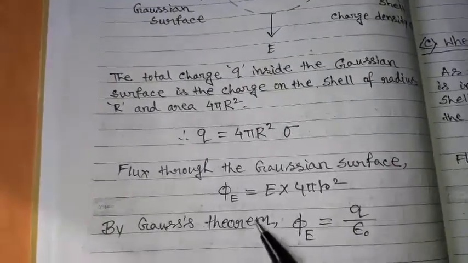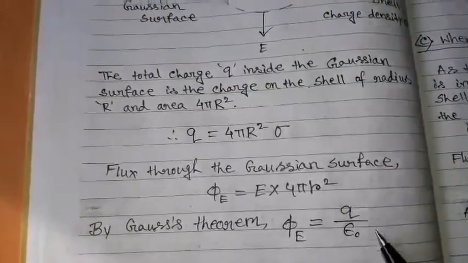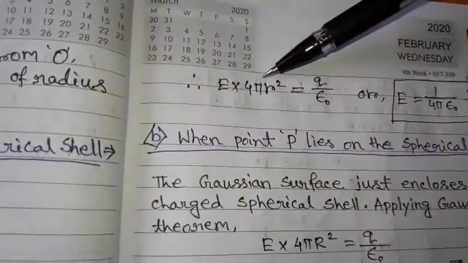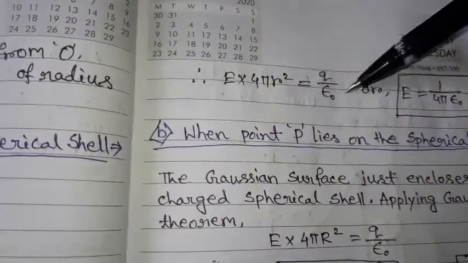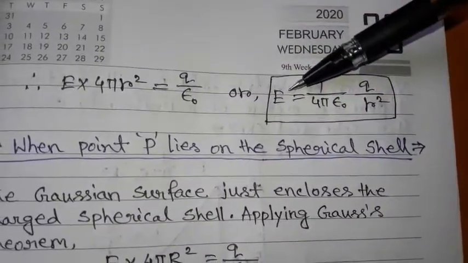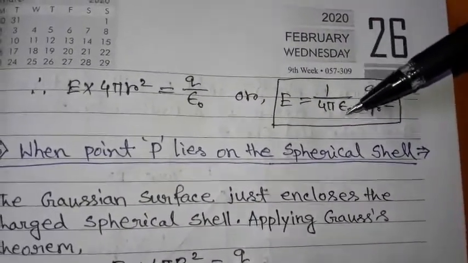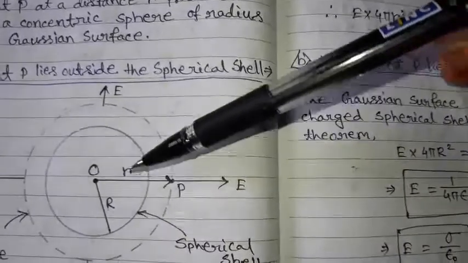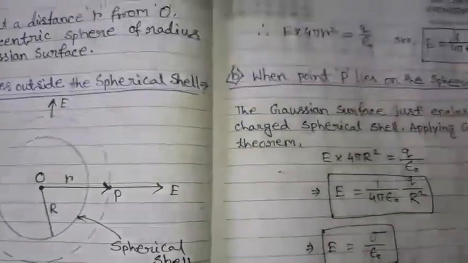By Gauss's theorem, phi equal to Q by epsilon naught. So E into 4 pi small r square equal to Q by epsilon naught. By the mathematical calculation, we see electric field E equal to 1 by 4 pi epsilon 0 Q by small r square is the electric field due to a point outside the spherical shell.